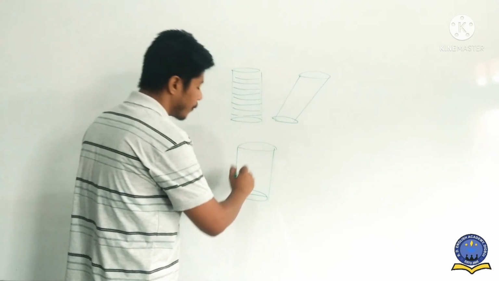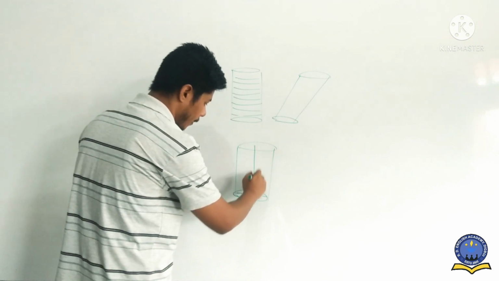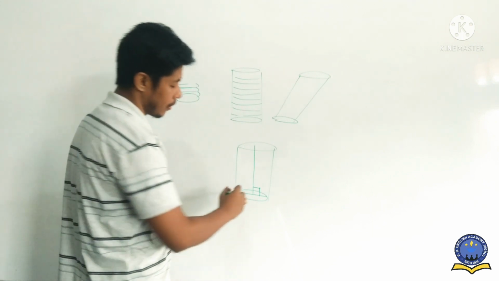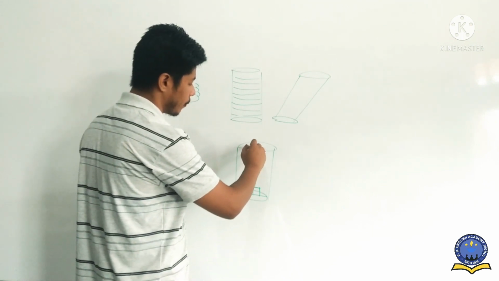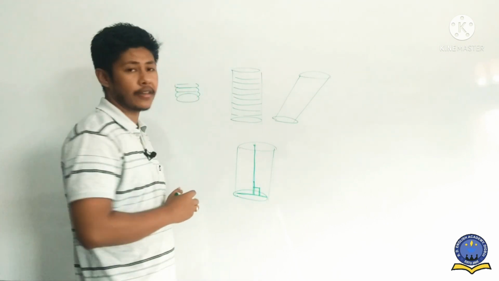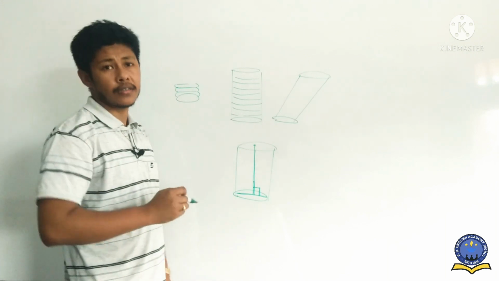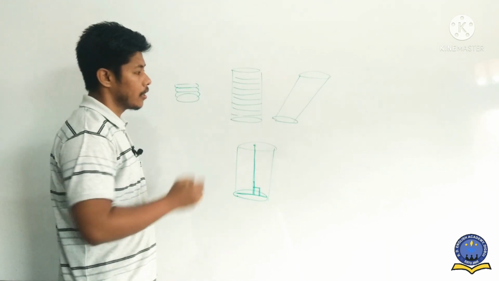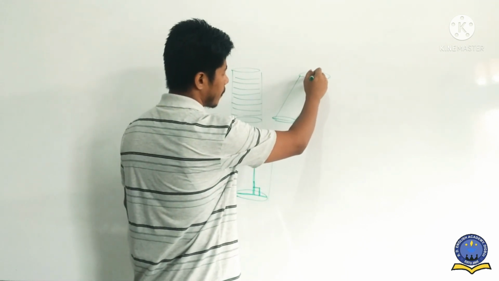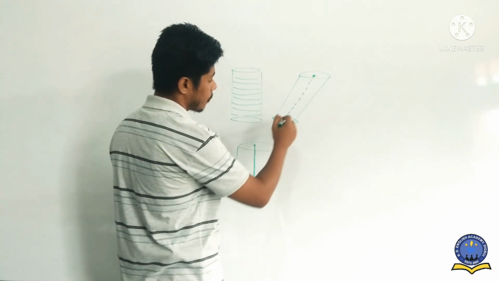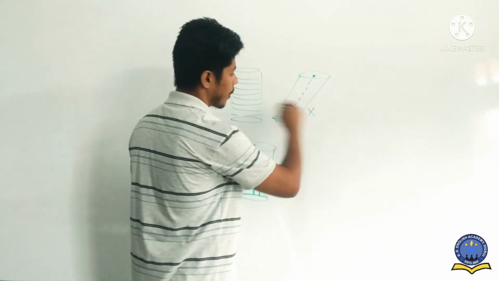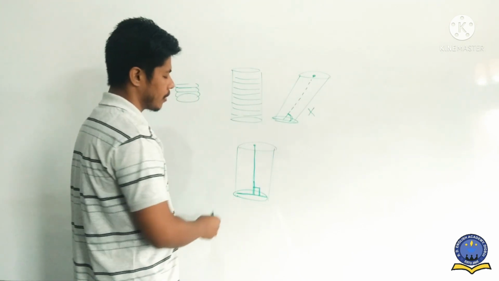This one is the base. With respect to this base, if the axis makes a 90-degree angle with the base, then it is known as a right circular cylinder. In this case, the base is here and the axis is here, so you have to draw the axis like this. Here you see the angle is not 90 degrees, so this one is not a right circular cylinder. A right circular cylinder is this one.